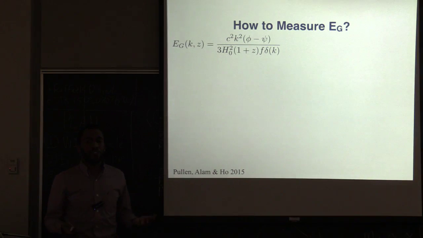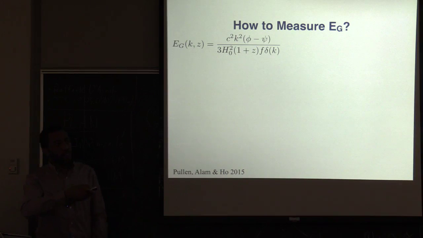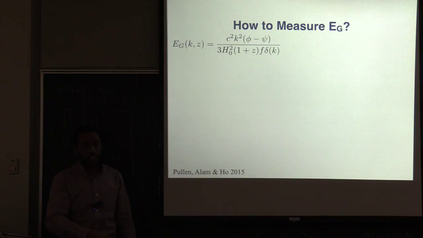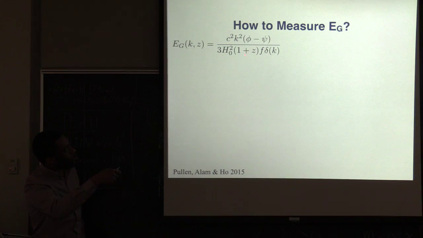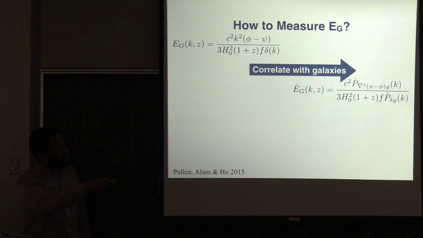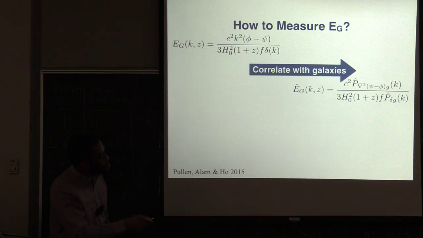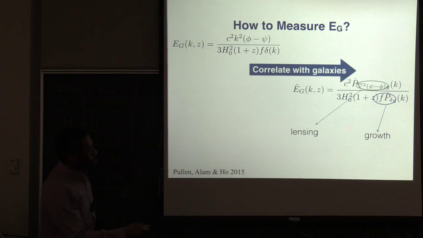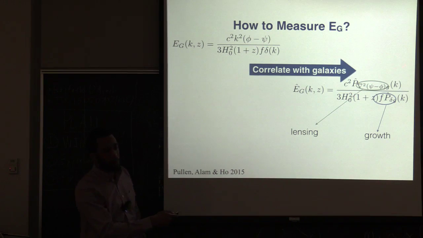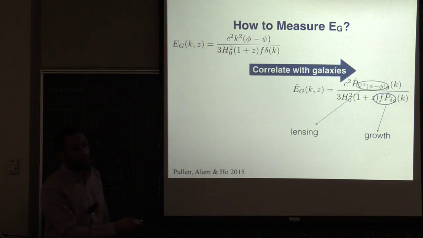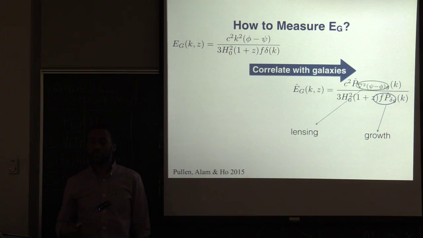So how do you actually measure Eg? Well, if you take the expression that we derived earlier and take the Fourier transform of it, you get this form for Eg. And you can then correlate the top and bottom of this expression with galaxies, and you get an Eg estimator in this form, where these are power spectra, which you can measure by taking correlations of different data sets of large-scale structure. Specifically, on the top here, you have a correlation with the Laplacian of psi minus phi. And this you can measure using tracers of gravitational lensing.